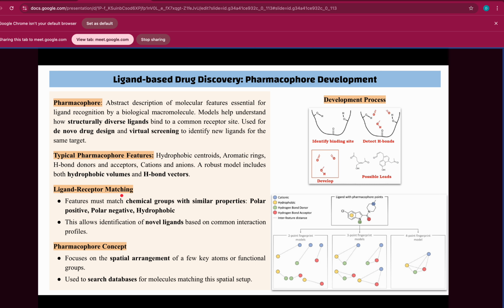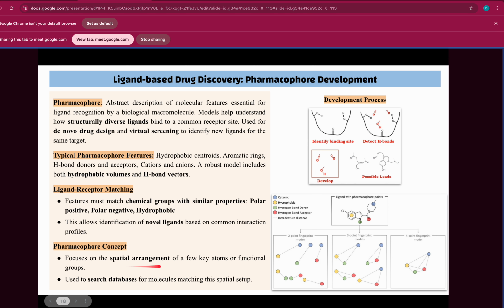Then ligand receptor matching. So features must match chemical groups with similar properties. This is known as ligand receptor matching. That means the ligand which I have considered should have those groups which can bind to my receptor binding site. So that particular matching is done, because if my lead is not having those groups which can make hydrogen bonds and all those things, then it will not bind properly. So it will ultimately be filtered out by the criteria of binding affinity. So that comes under ligand receptor matching, in which you match the chemical groups which are present in my target and the groups which are present in the lead. Either they are complementary to each other or they are not. So that identification is done here so that we can identify novel ligands.